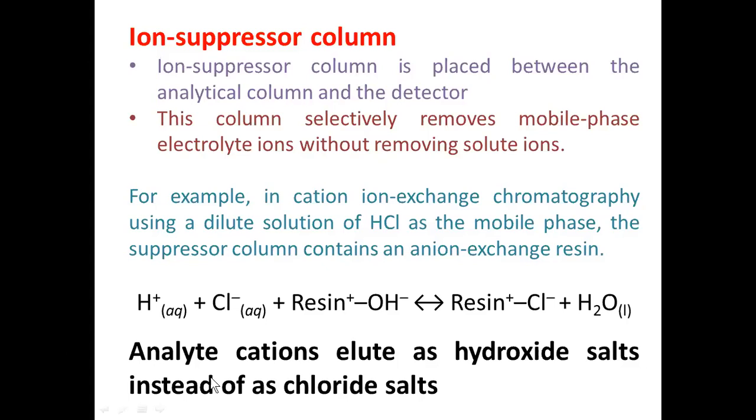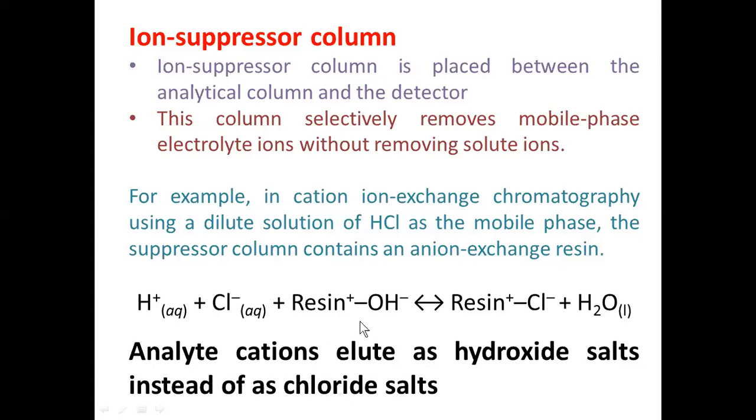So this will be playing a role in such a way that all those solutes which have exchanged by the free ion of the resin are going to be taken out from this hydrochloric acid. So the resin present in the suppressor column, or the second column, is anion exchange resin. Let me assume this is the hydroxide form of the resin.